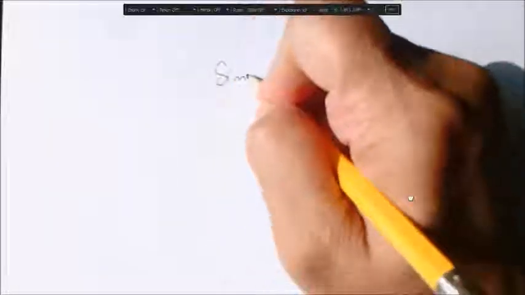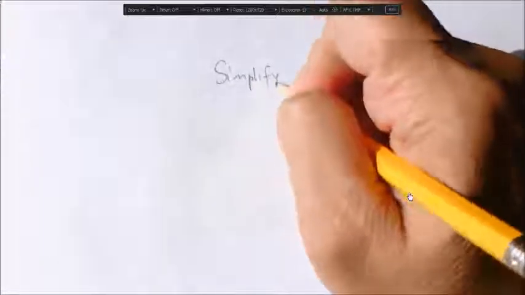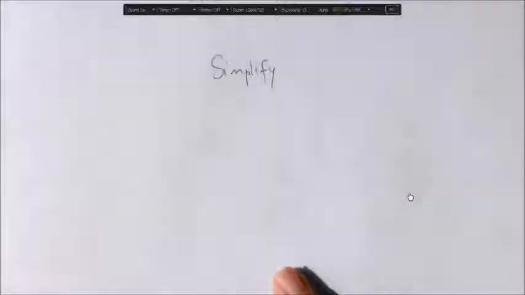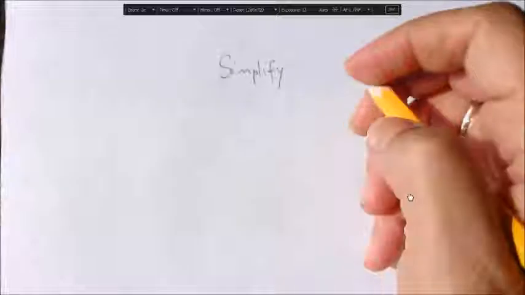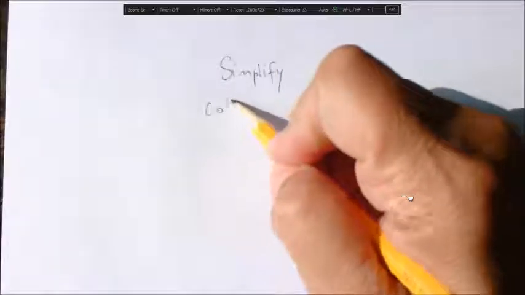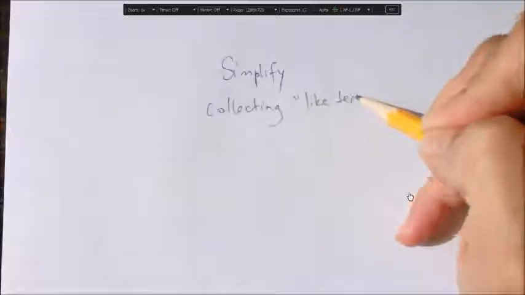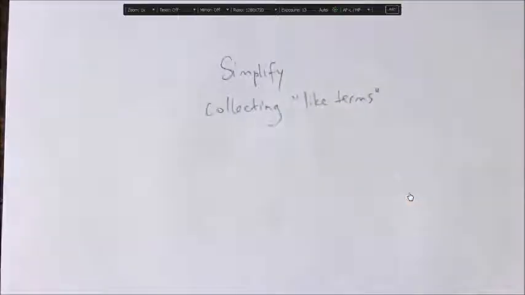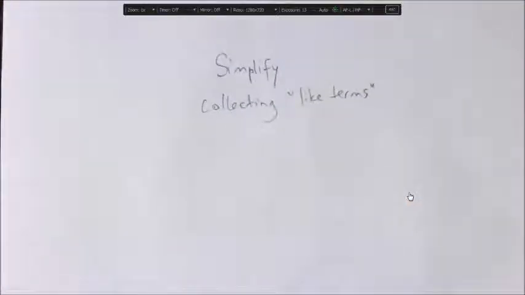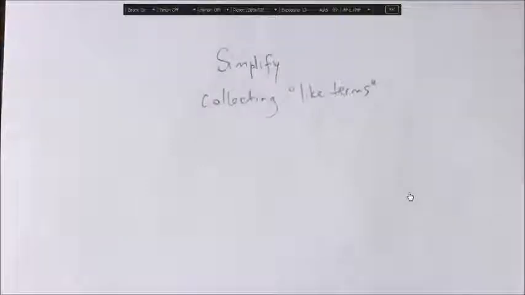This video is going to remind you how to simplify algebraic expressions, and one of the things that we use to simplify expressions is the concept of collecting like terms. So before we collect them, let's remind ourselves what are like terms. Like terms have the same variable and the same coefficient and the same exponent. So now what are those words?